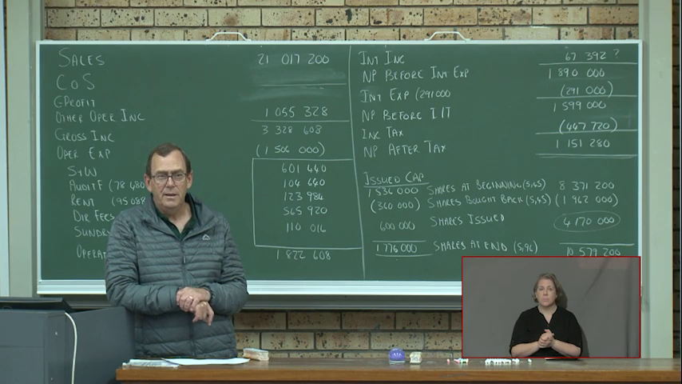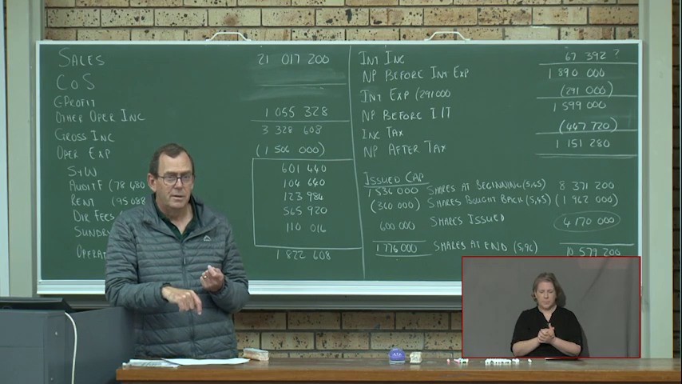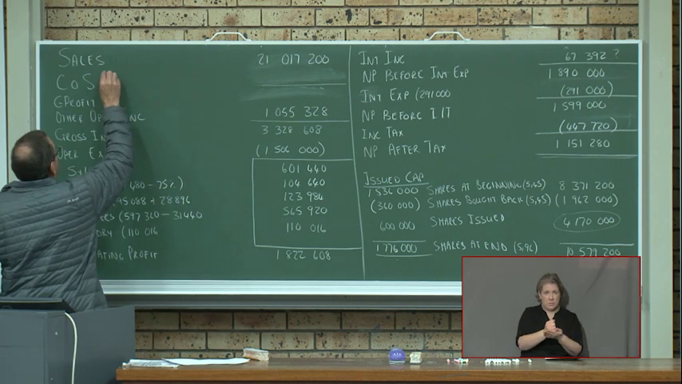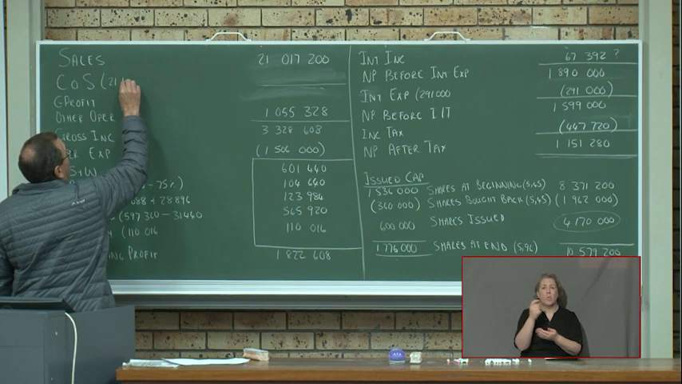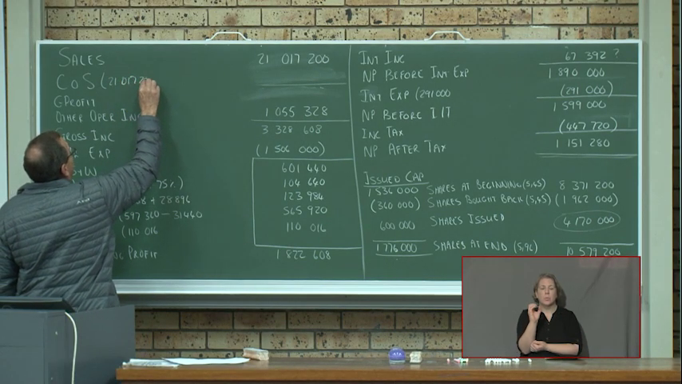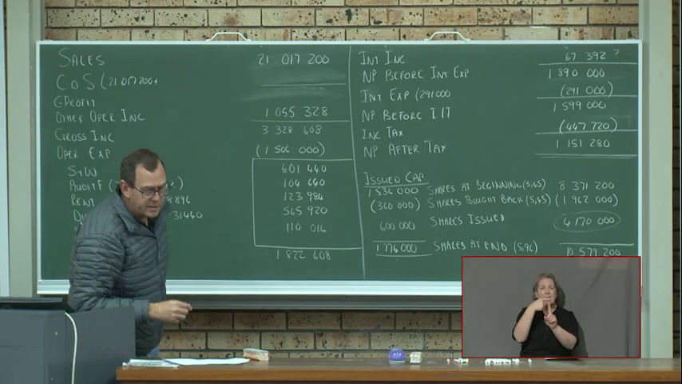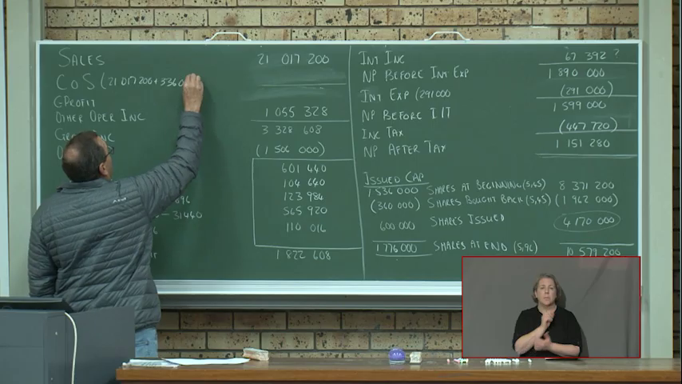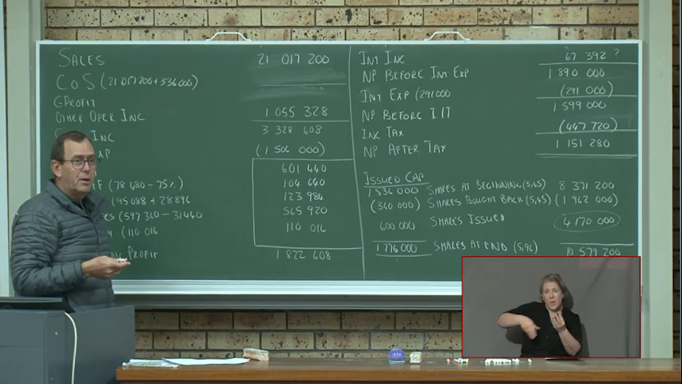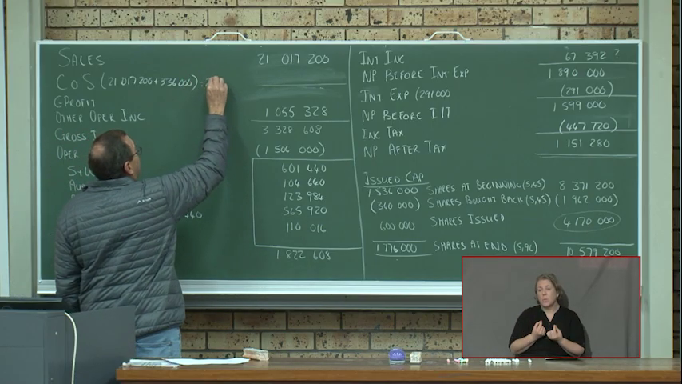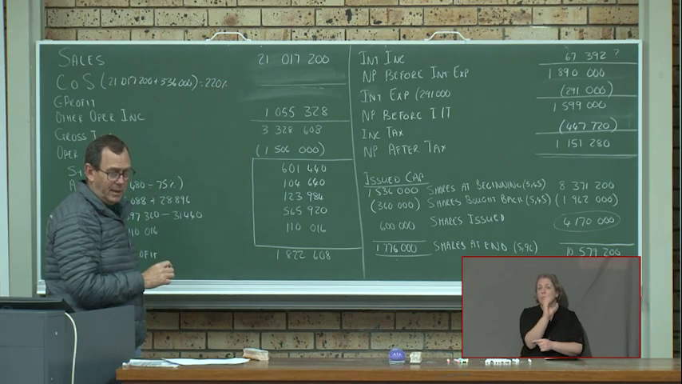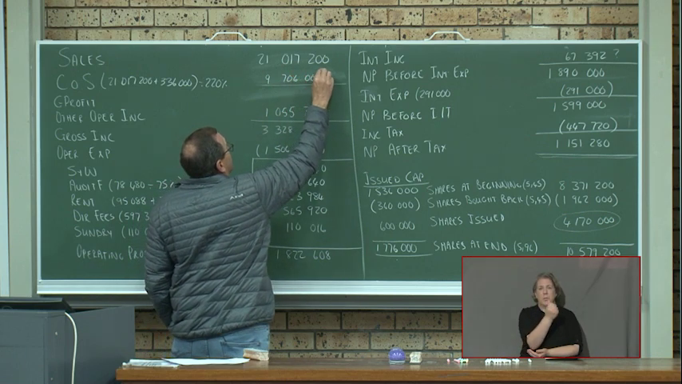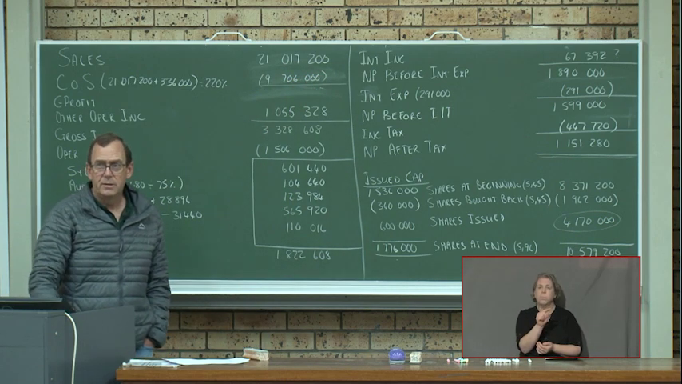So remember, what did we say? If there's trade discount, we add it to the sales. Am I right? So for our cost of sales, we will say 21,017,200 plus the 336,000. And now the markup is 120%, so we divide by 220%. All right, and then you get 9,706. So that will be your cost of sales.